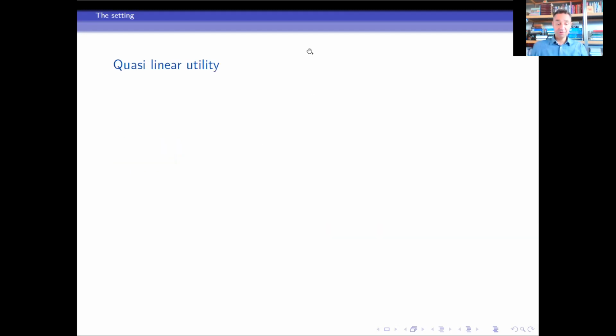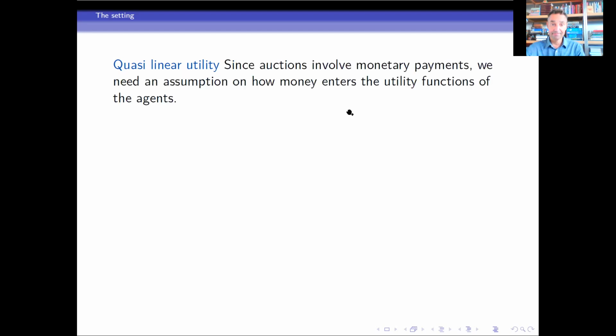Before we do that, there is one assumption here. Those were the informational assumptions, but there's another assumption, because we're going to use money in this system to compensate each other. In order to include money in our model, we need something called quasi-linear utility. So what does it mean? It means that, like it says here, you need the monetary payments.